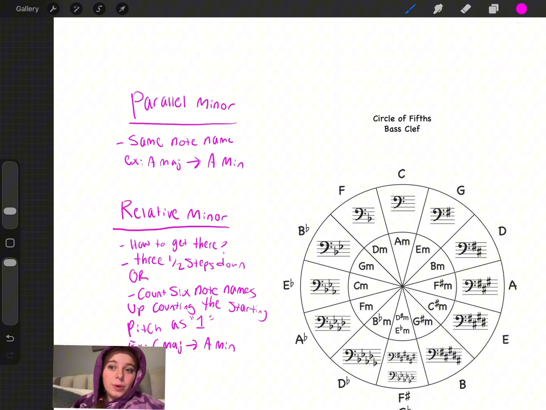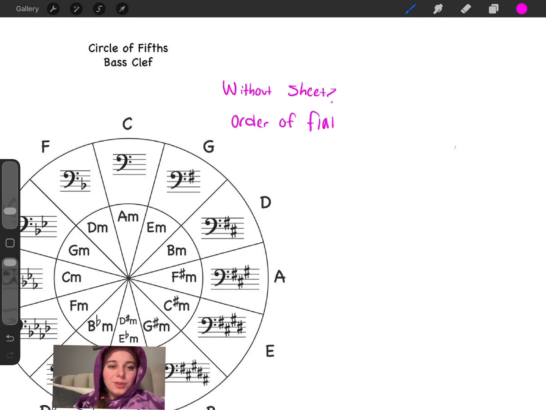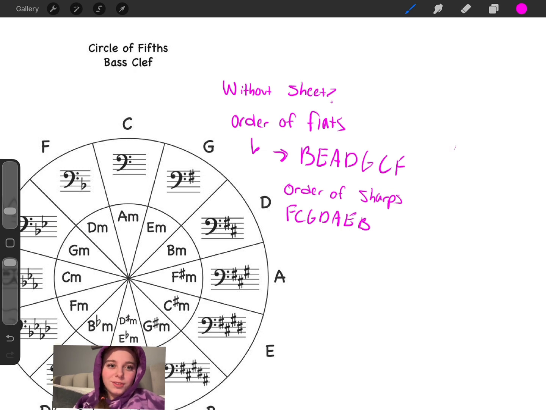Okay, so now that we know how to do that, how do we memorize that order? Here are some fun ways that I've been taught to remember it. You could just think of it as B, G, C, F, and then memorize the other way around. That's boring. Who wants to do that?